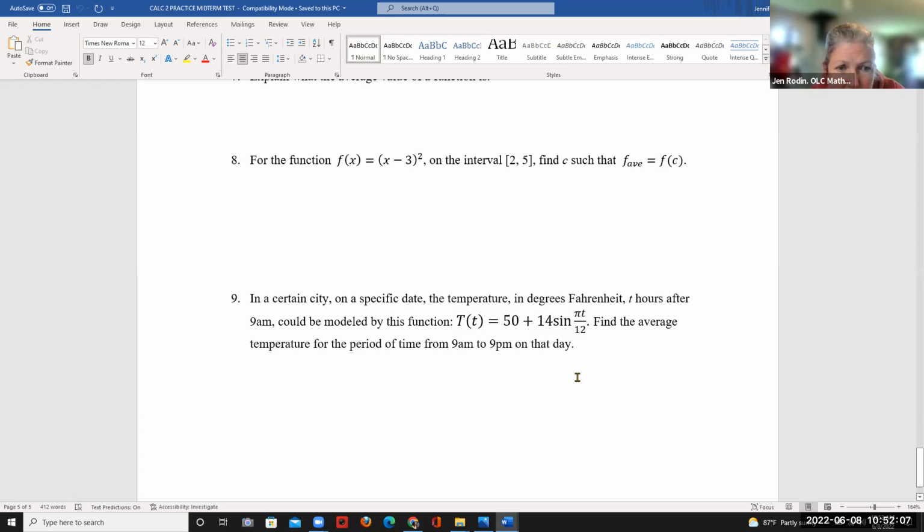And sometimes people struggle with this one. Let me see why. I think it's because of the time. T hours after 9 a.m. So we don't use 9 when we do the integration. We're going to use 24 hours, right? Yes. Actually, this one's only from 9 a.m. to 9 p.m. So we're just going 12 hours. So just look at that carefully. I know that's from the book too.